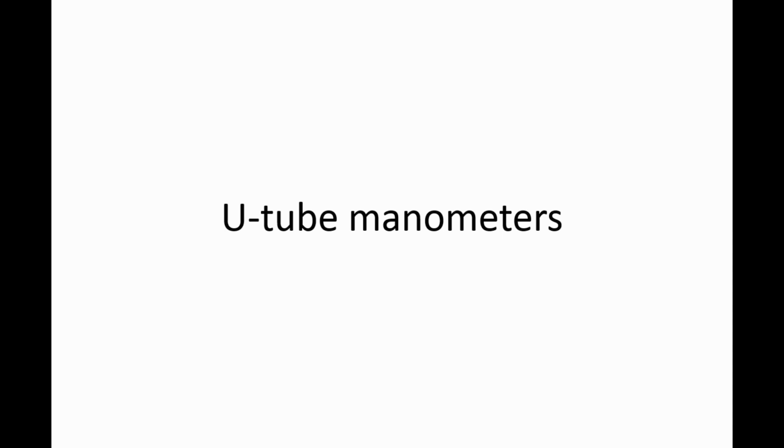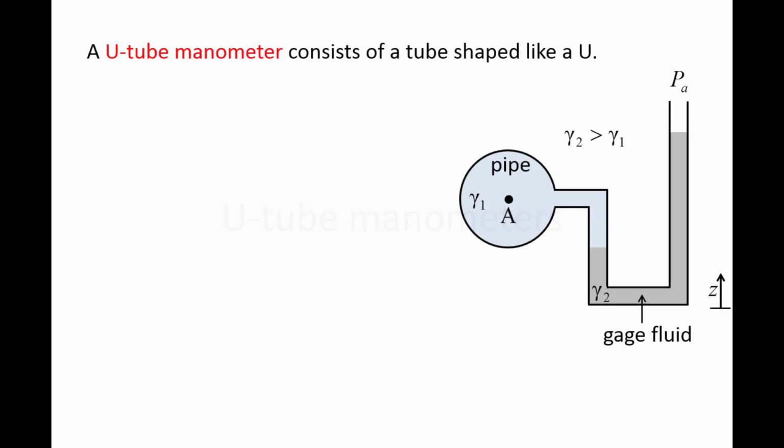In this lesson, we will discuss U-tube manometers. The limitations of a piezometer tube manometer can be overcome by using a U-tube manometer, which is a manometer that consists of a tube that's shaped like the letter U. In the image on the right, the cross-section of a pipe is shown and a U-tube manometer has been attached to the right side of the pipe.